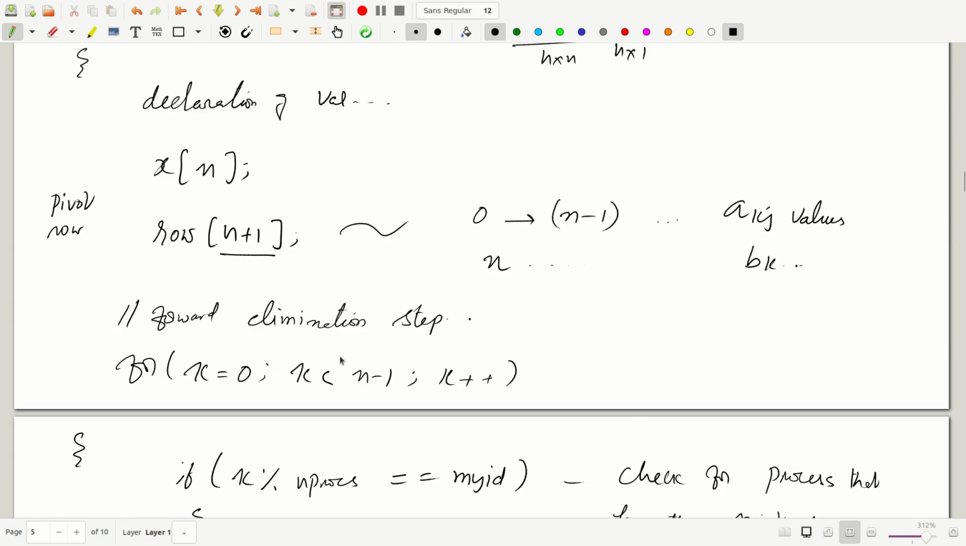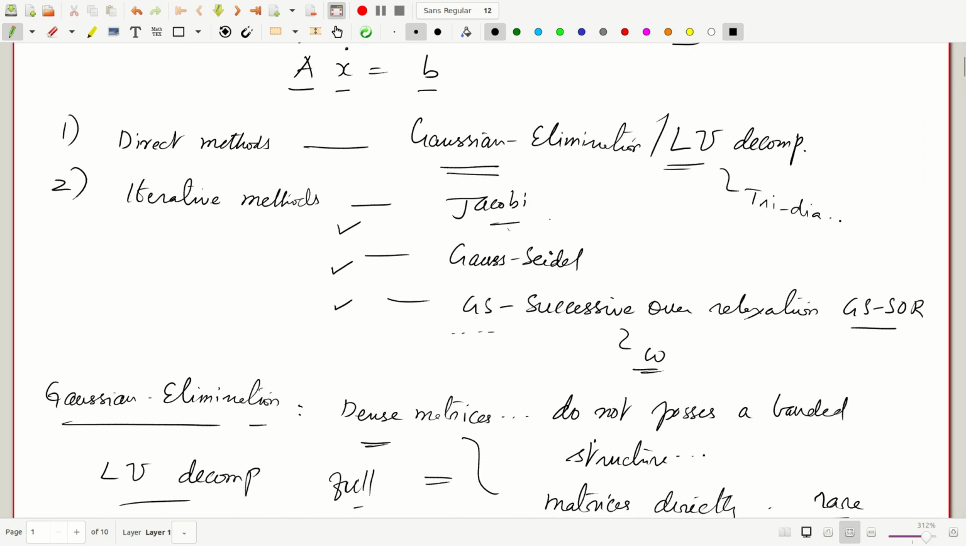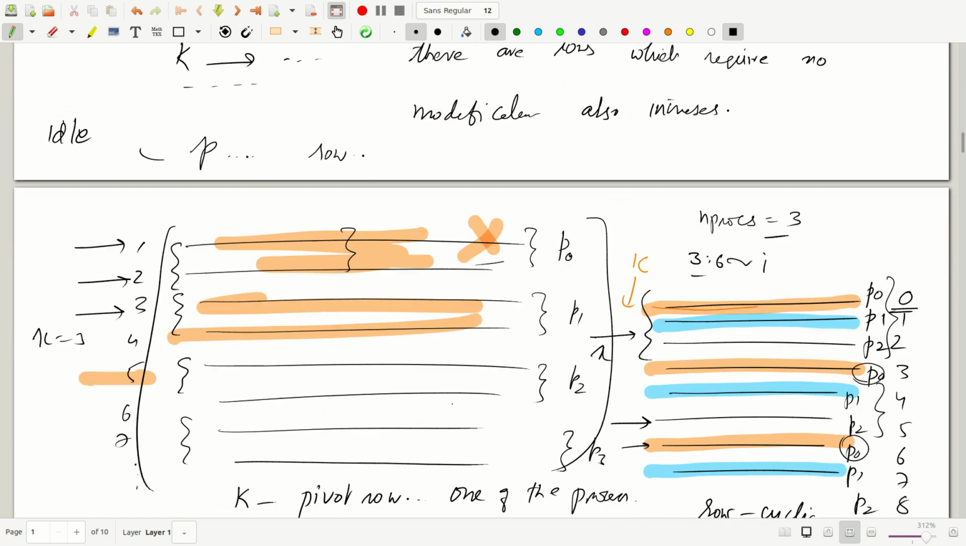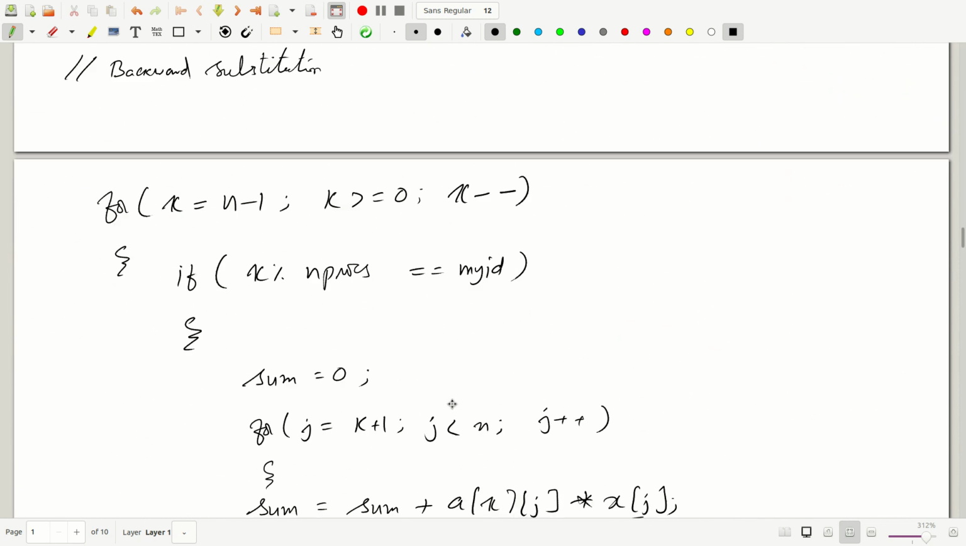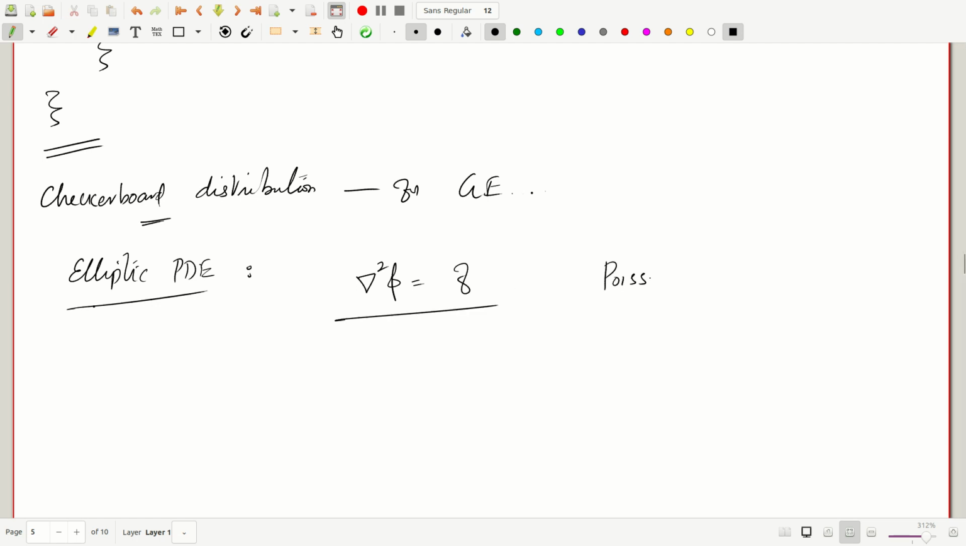Then let's go back and see what we have. We have to now look at the iterative methods, that is, the Jacobi method and Gauss Seidel, which could come from the solution of an elliptic partial differential equation. We discussed this in the context of numerical methods for OpenMP. If you have an elliptic partial differential equation, then we have del square phi equals f. An example is Poisson's equation.